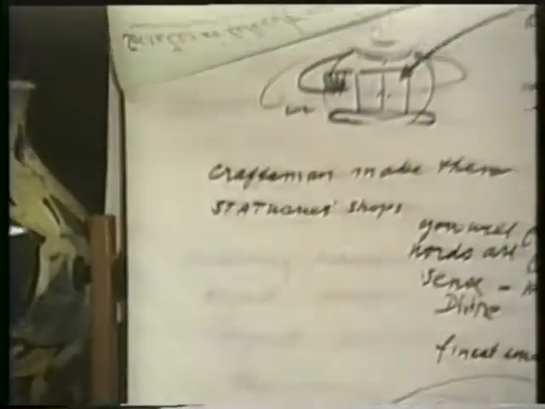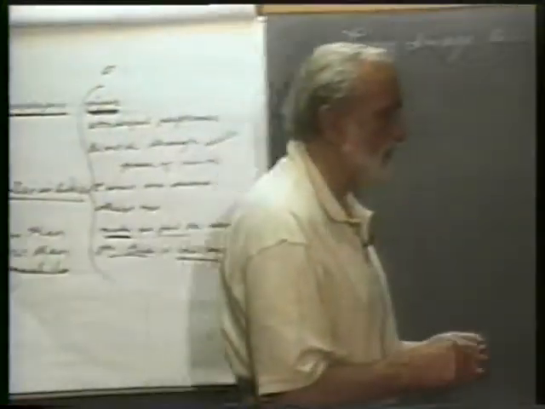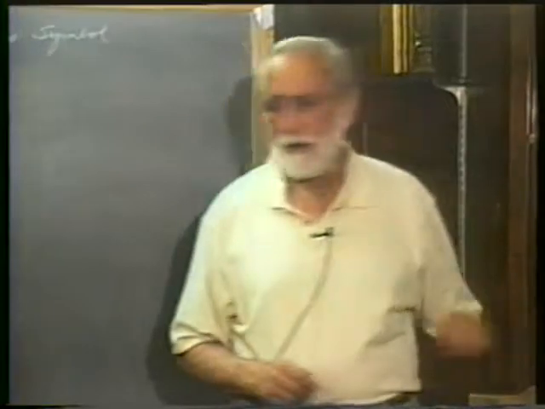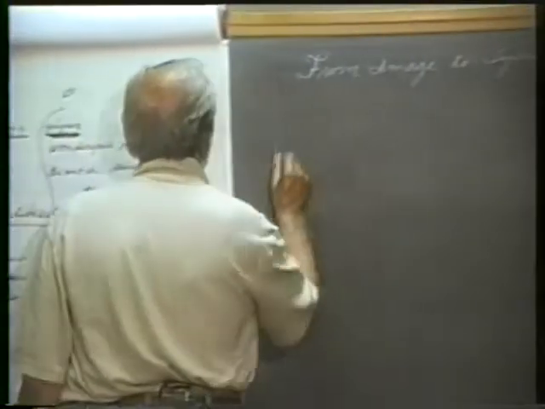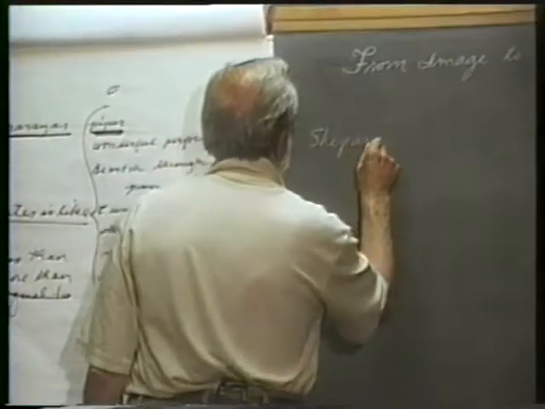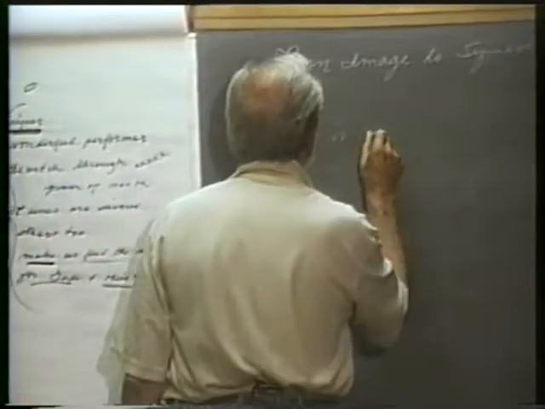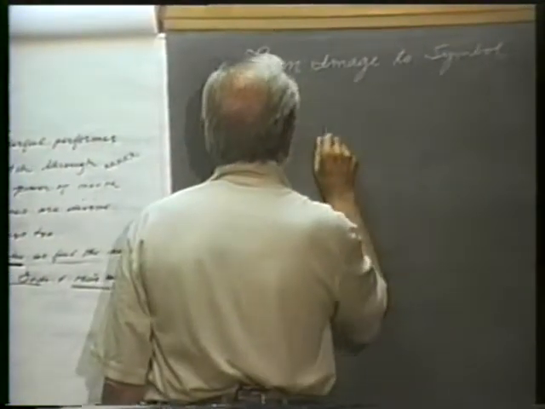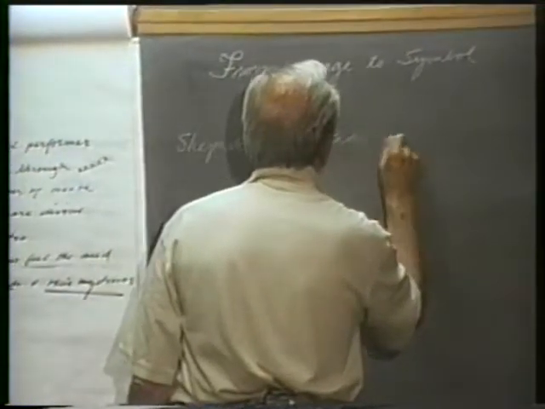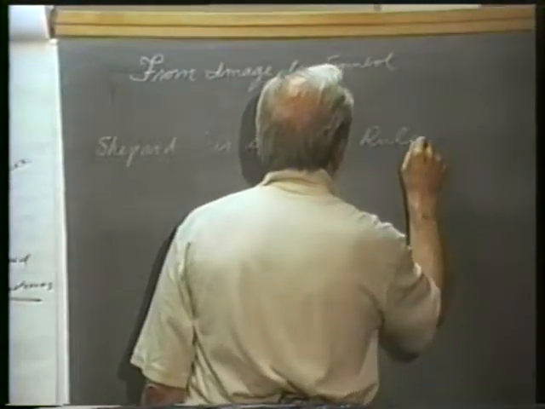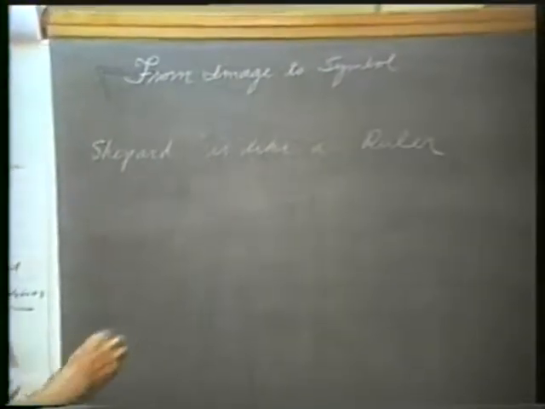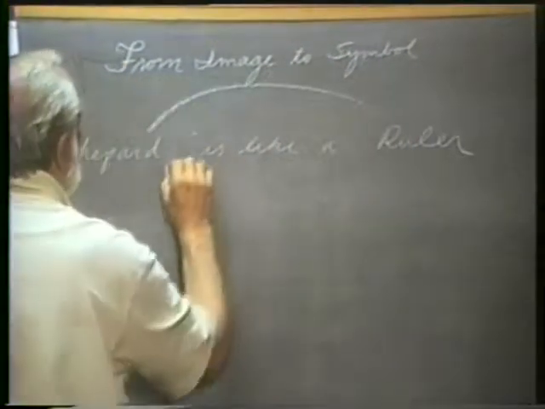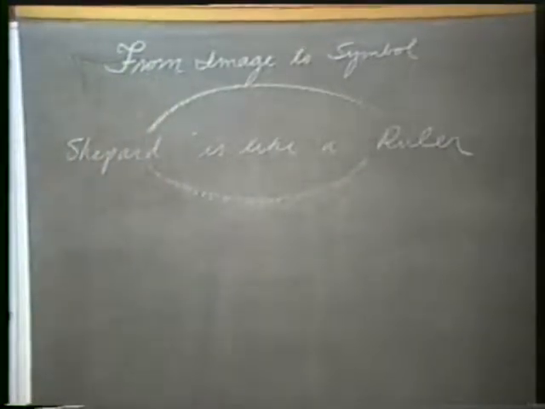Now, this is rather curious, more than, less than. And therefore I'd like to pull it apart for a moment before I go into the next one. The shepherd is like a ruler. A ruler is like a shepherd. Shepherd is like a ruler.